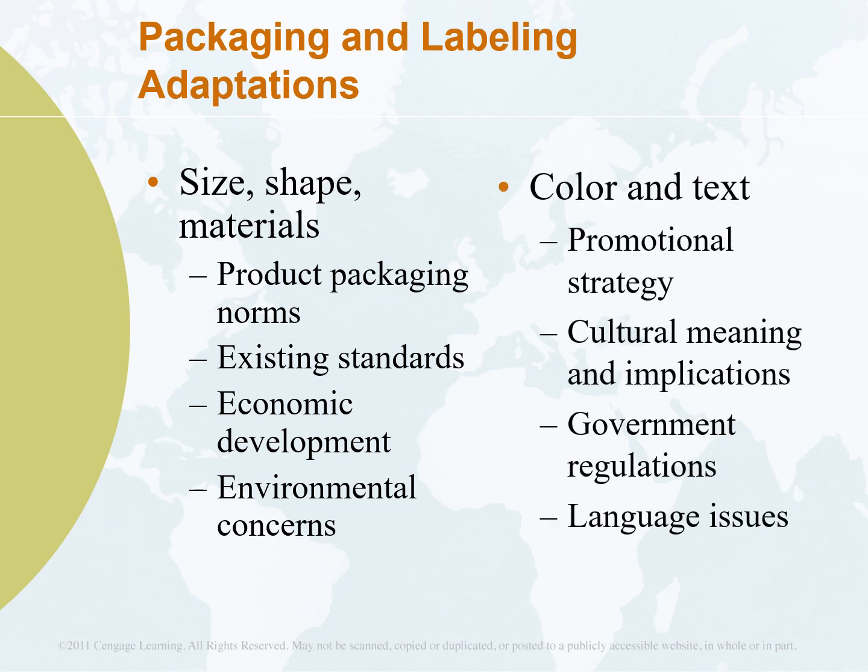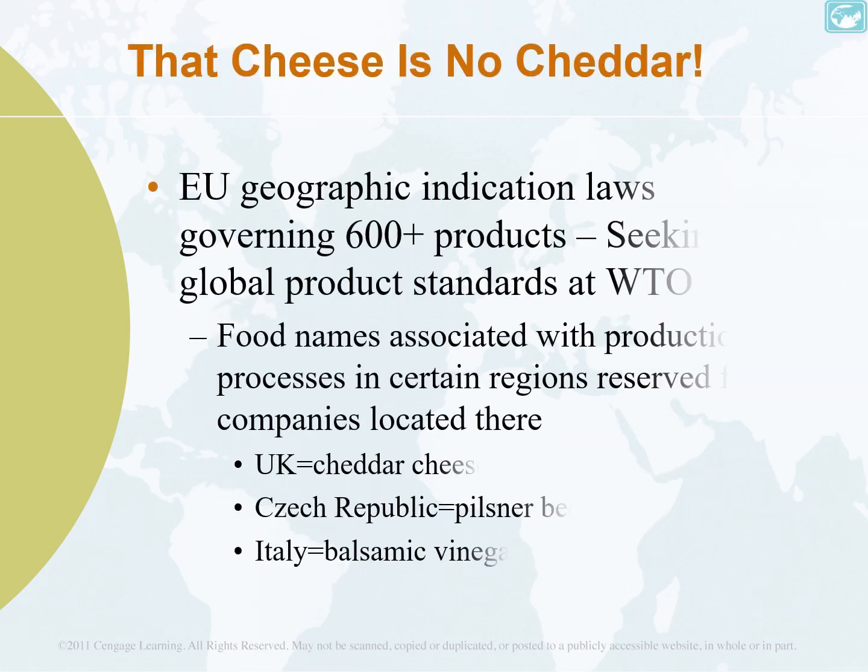Color and text. Color and text could be a promotional strategy. It has cultural meaning and implications. You may have to conform to government regulations, okay? And there could also be language issues. Local languages you have to follow. The cheese is no cheddar. Be careful.